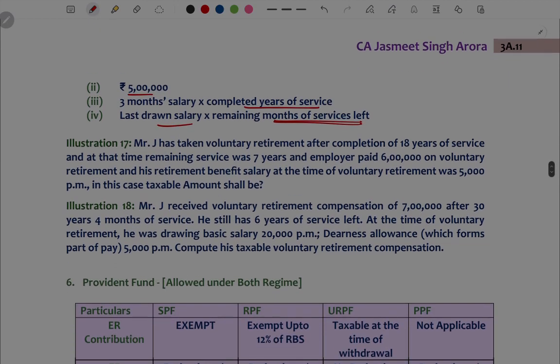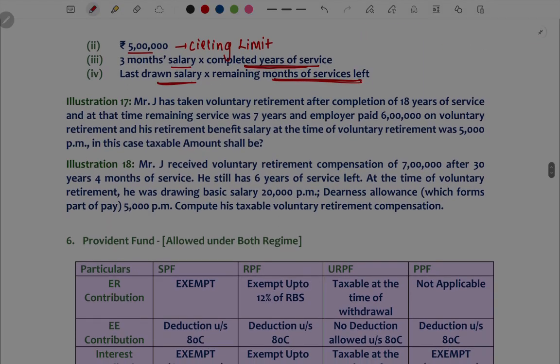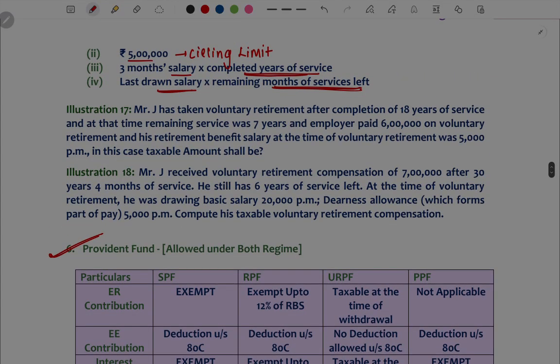or you could just say 3 months salary into completed years of service, or last drawn salary into remaining months of service left, whichever is earlier. Whichever is earlier. Alright, here again comes the most important point.